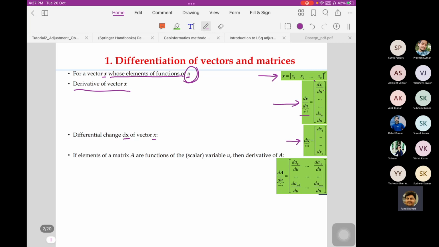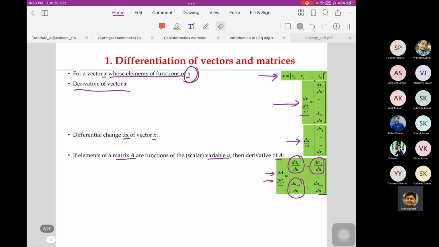Then if elements of a matrix A are function of the scalar variable u, then the derivative is written as dA by du as dA11 by du, dA1n by du. Similarly, dAm1 by du, dAmn by du. So these are all ways of writing.